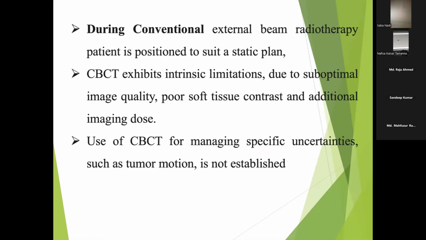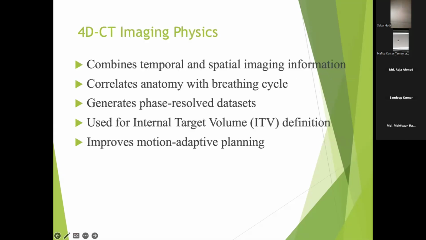Now, CBCT exhibits intrinsic limitations due to suboptimal image quality. So, the use of CBCT for managing specific uncertainties such as tumor motion is not established. Hence, 4D CT imaging physics combines temporal and spatial image information, correlates anatomy with the breathing cycle, and generates phase resolved data sets used for internal target volume definitions and improves motion adaptive planning.